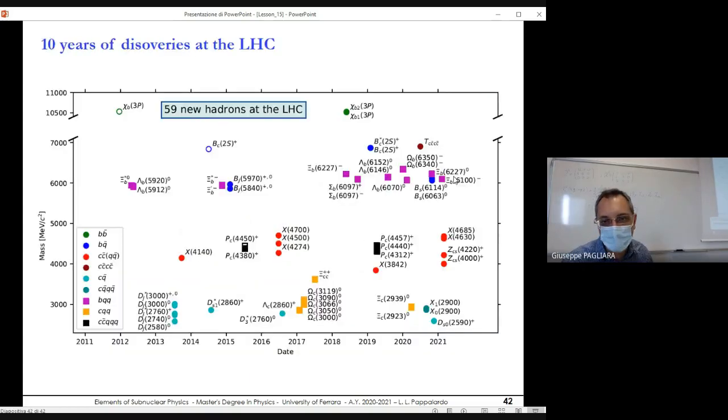Let me conclude with this very recent plot. This is essentially a summary of the new hadrons discovered at the Large Hadron Collider in the last 10 years. You have on the x-axis the years, the last 10 years, and here you have the masses, and here we have the quark structure of these objects. Some of them are standard baryons, some are standard mesons, but maybe heavy, with a beauty quark or charm quark, etc. Some others are interpreted to be tetraquarks, like c cbar, etc., or pentaquarks. You see here how they're distributed. Some of them have been discovered already this year.